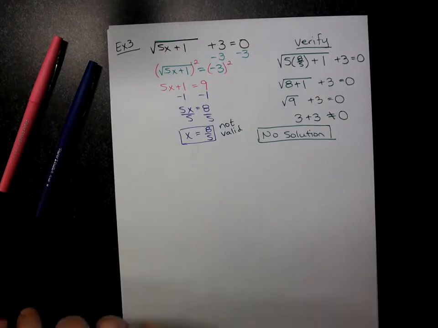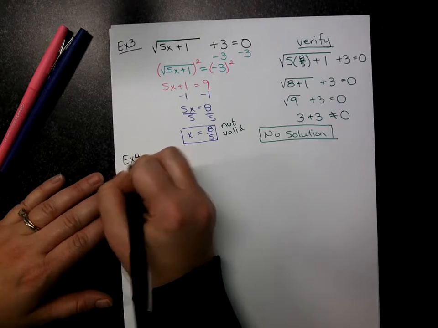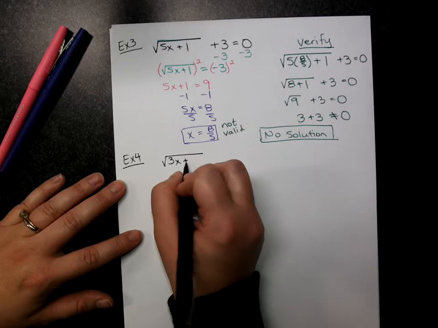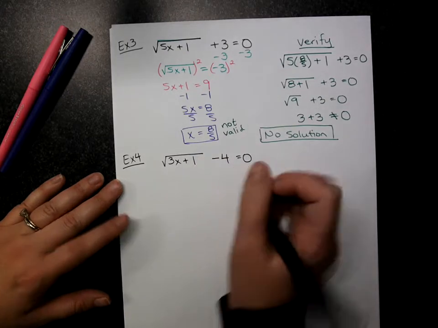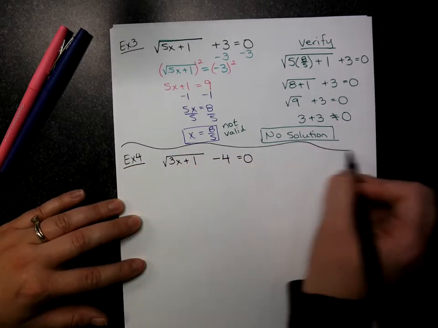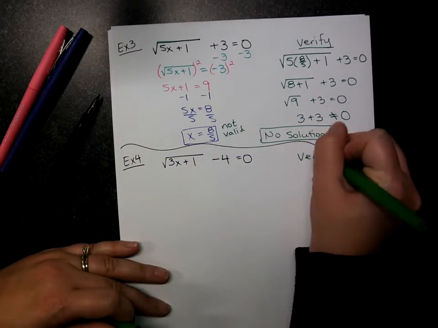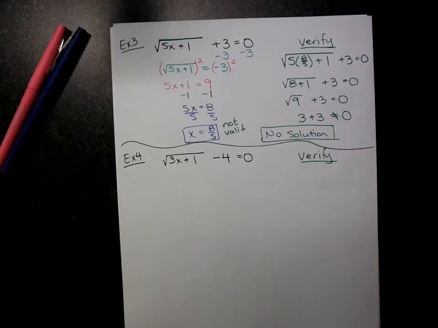Alright, I'm going to give you another one that I encourage you to try on your own. This is example 4. We have the square root of 3x plus 1, then minus 4 equals 0. So go ahead and give this one a try. Don't forget to verify once you're done solving. And I encourage you to pause the video and try this on your own.